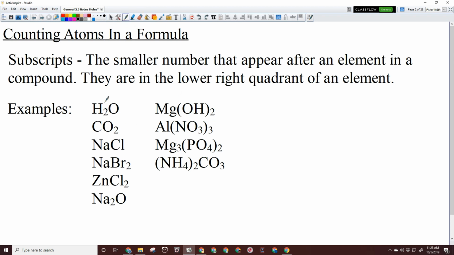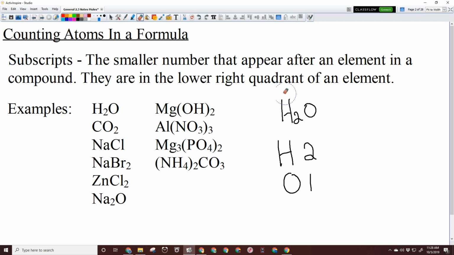So we're going to start using the mole and molar mass. In order to do that, we have to know how to count atoms. So our first example here, H2O. If we take H2O, what this formula means is that there are 2 hydrogen atoms that are bonded to 1 oxygen atom. Okay, so in H2O, that's what that is.